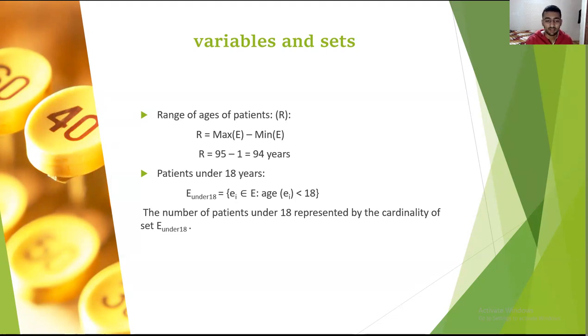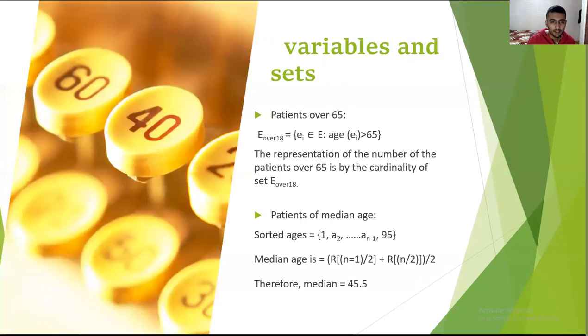The number of patients under 18 is represented by the cardinality of set E. For patients over 65, we can say that the set would be ages more than 65, and the number of patients over 65 is represented by the cardinality of that set. You can also find the median age for sorted ages. For median ages, we have various formulas. Therefore, the median would be 45.5.